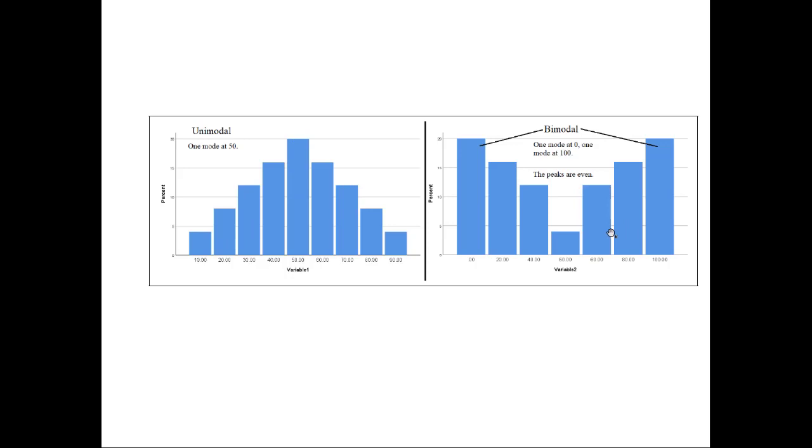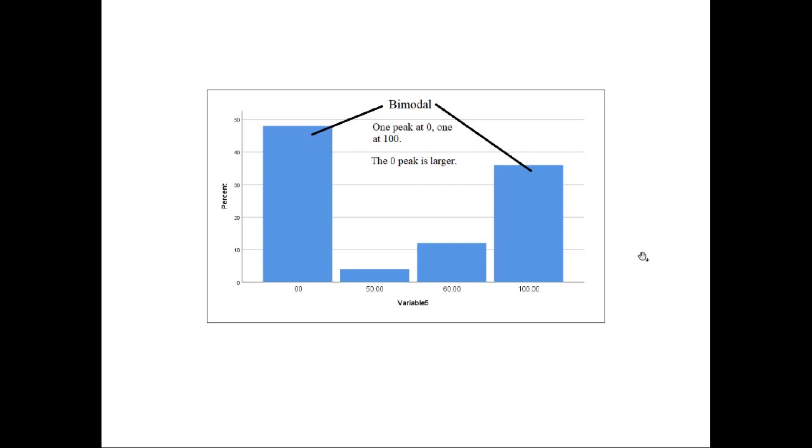Here is an example of a bar graph that is bimodal with one mode at 0 and the other mode at 100. These are two distinct peaks. Note that the peaks are about the same size. Here is an example of a bar graph that is bimodal with one mode at 0 and the other at 100. The 0 mode is larger.